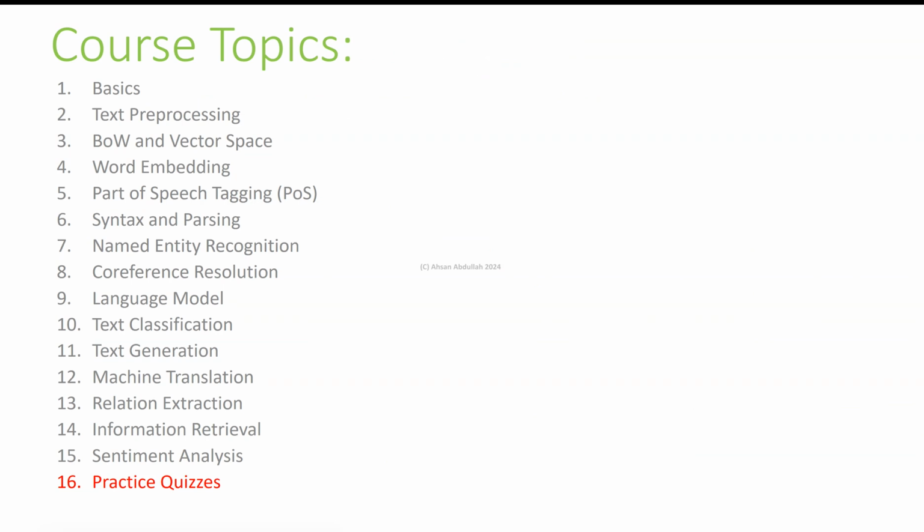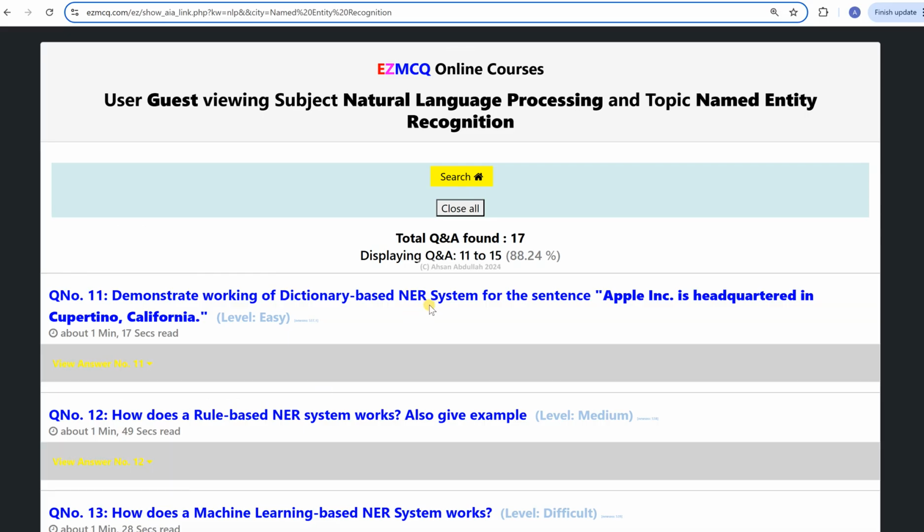And this course consists of 15 topics, and we are right now at topic number 7, which is named entity recognition. So now we move on to the learning management system. So we are here at question number 11 because the first 10 test questions have already been covered in lecture 7A. So this is lecture 7B.